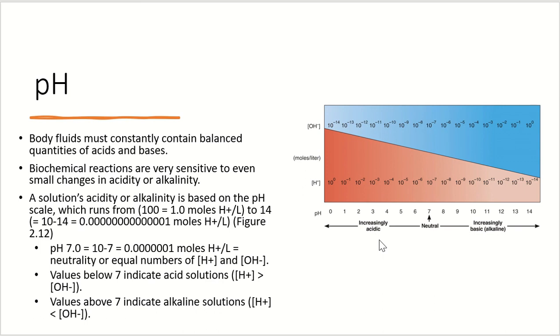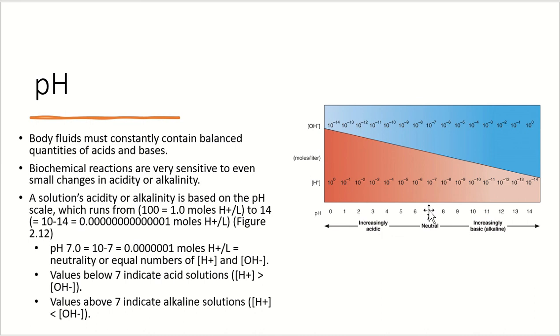And this is going to run from 0 to 14. It also runs from this crazy thing right here. So a pH of 7, or 10 to the minus 7th, which is a lot of decimal points. Anyhow, you don't need to worry about that. A pH of 7 is going to be neutral, or equal numbers of hydrogen ions and hydroxide ions. All right, so neutral. This is things like milk.